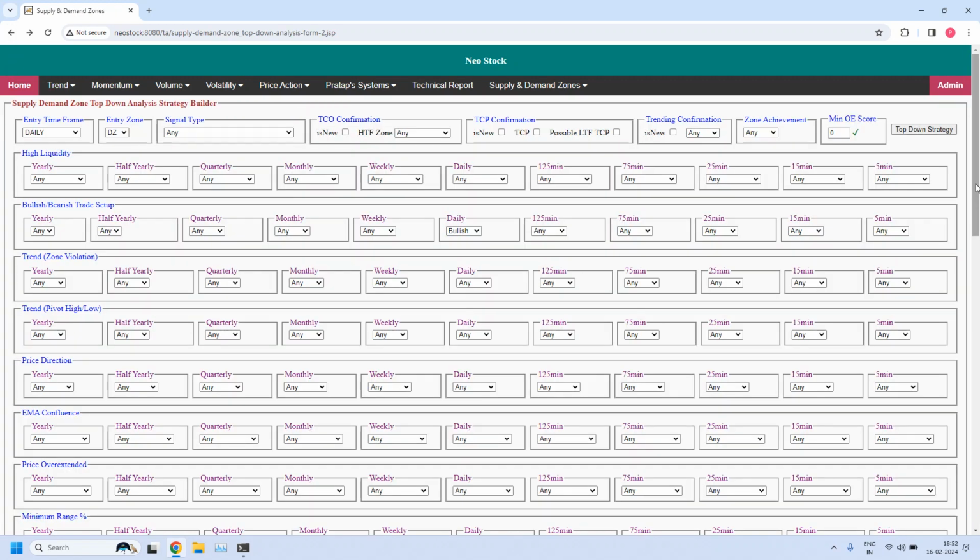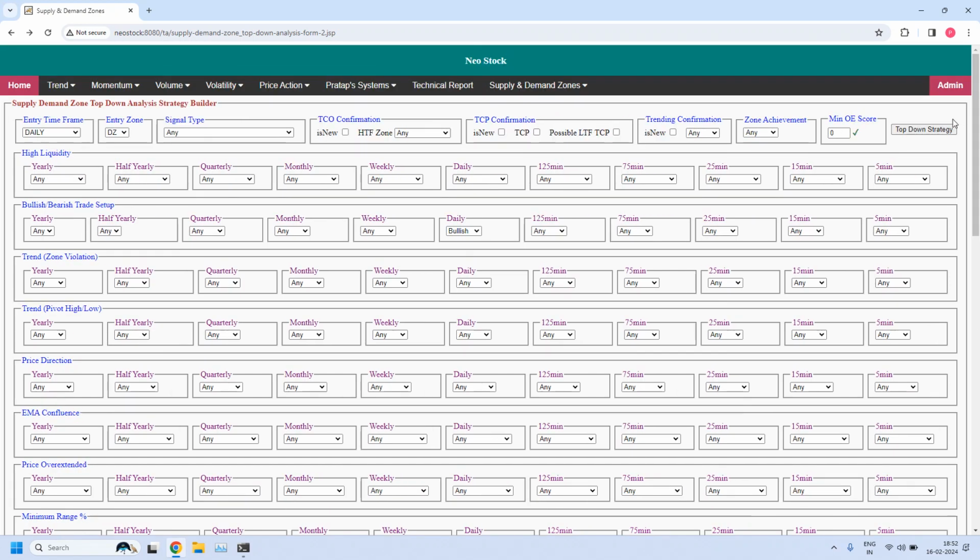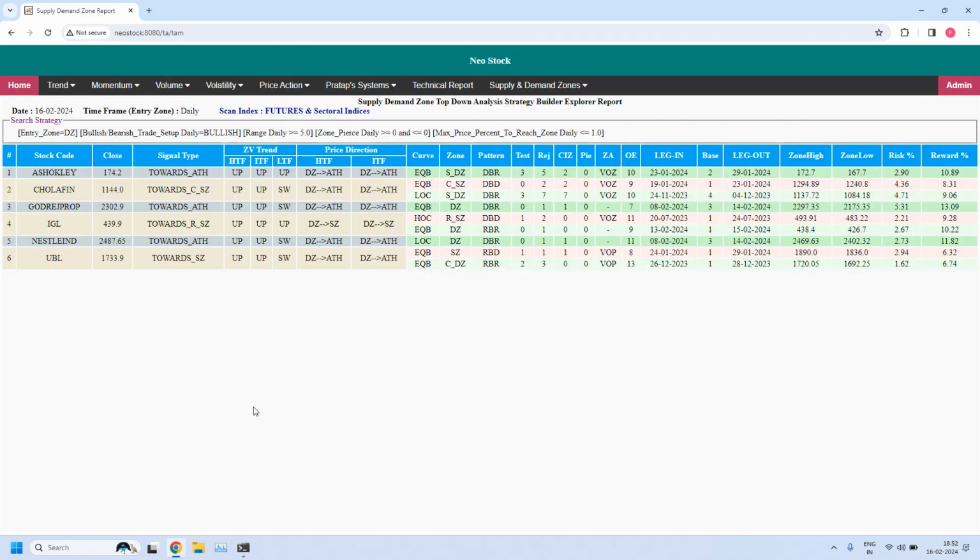So for that we have a parameter, maximum price to reach the zone. Because we selected the zone as demand zone, it is maximum price percent to reach demand zone, daily demand zone. So in daily time frame, let me set the value 1. 1 indicates within 1% level, whatever the stocks are there. See, now 6 stocks are filtered.